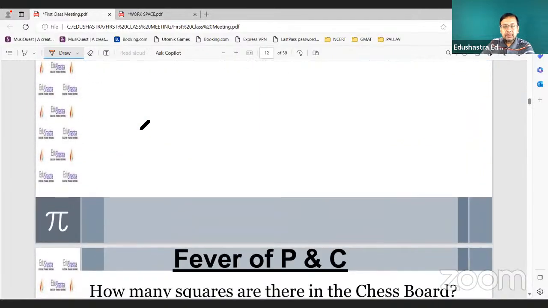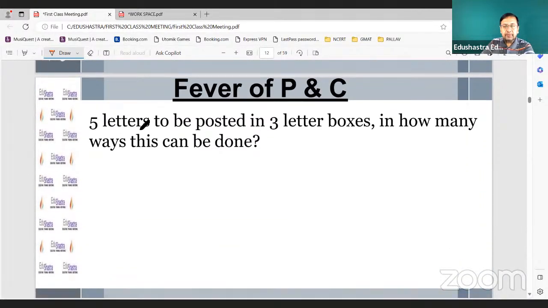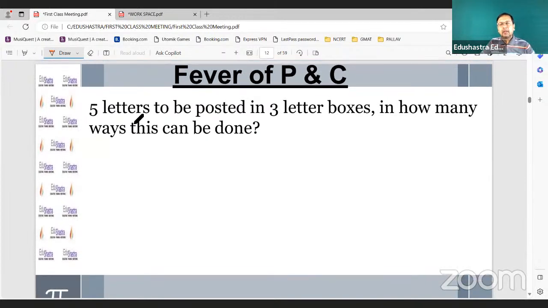Now come to this one. Permutation count. 5 letters to be posted in 3 letter boxes. In how many ways can this be done?